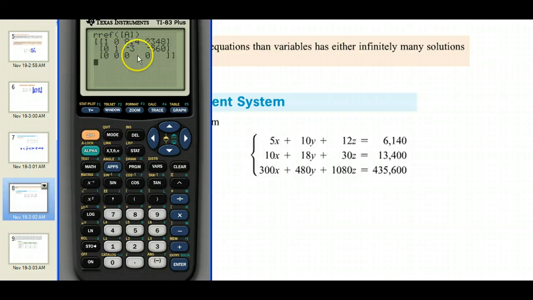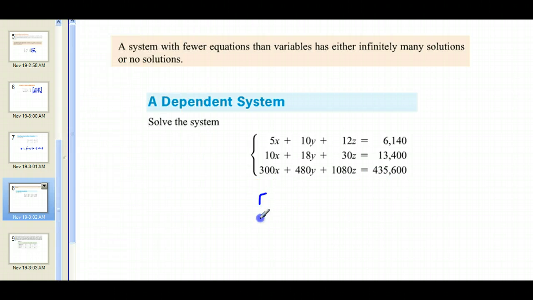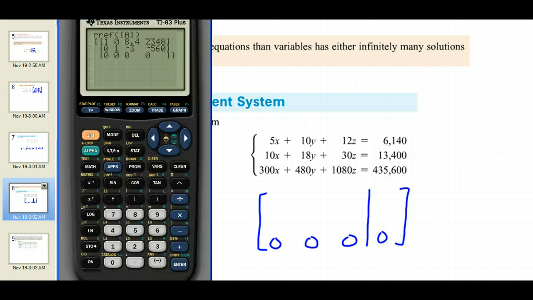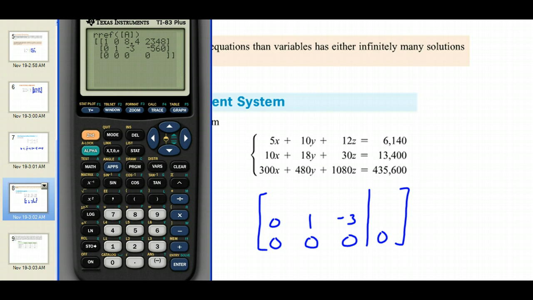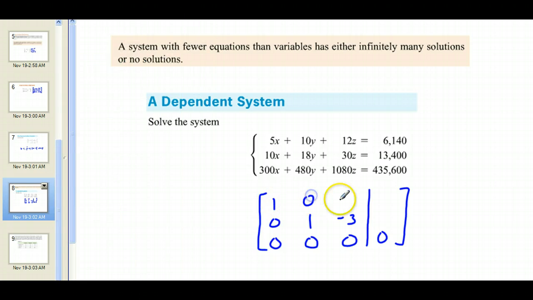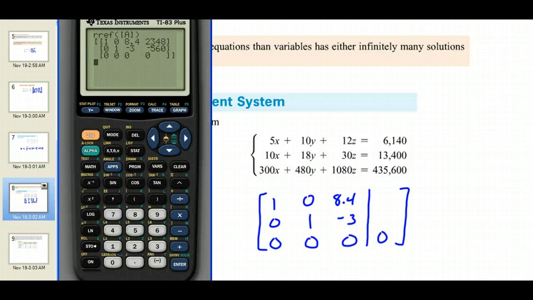Now this bottom row, if you look at it, is all zeros. So this is what our RREF matrix looks like. 0, 0, 0, line, 0. And then there's other stuff on the other side. 0, 1, negative 3 on the second row on the coefficient side. 1, 0, 8.4. And then the two numbers were 2348, negative 560.